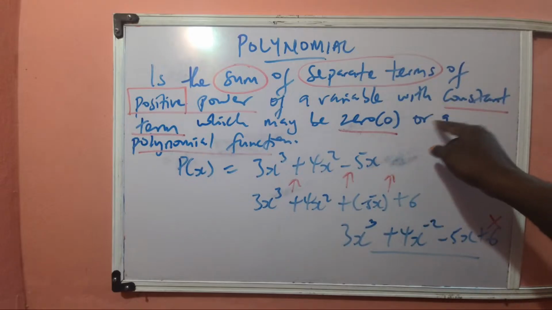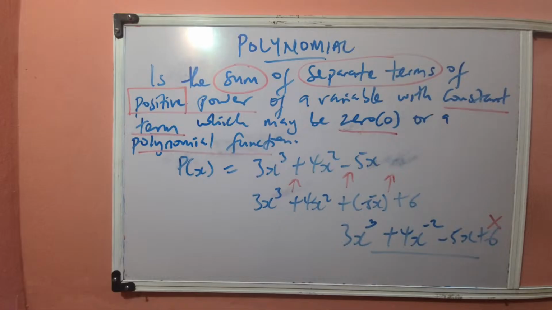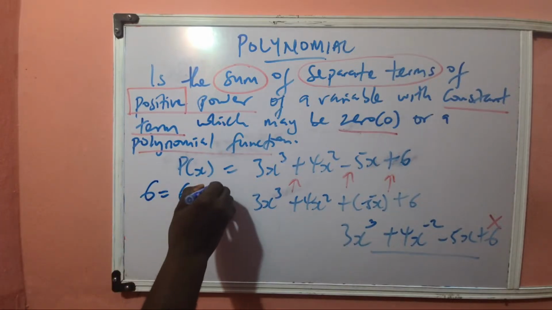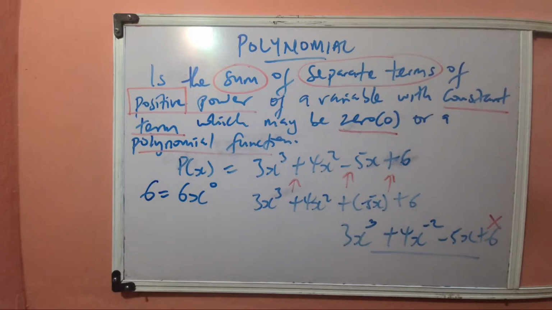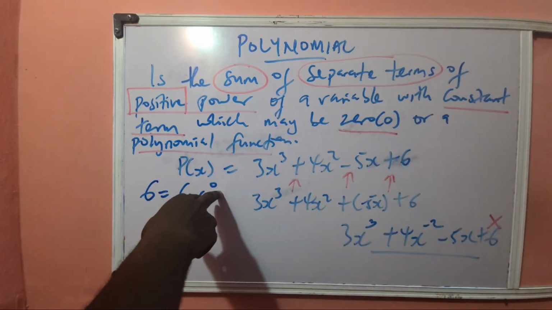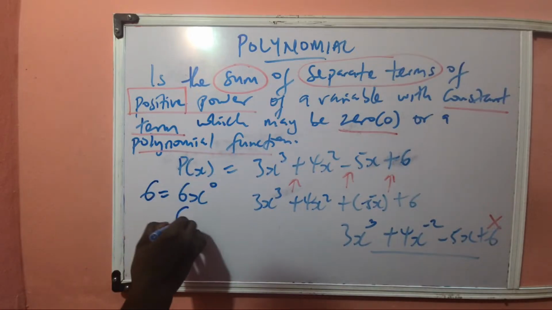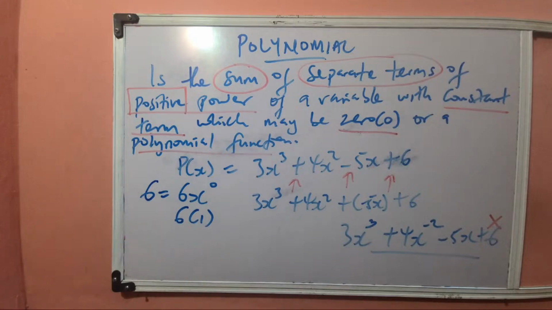Then we went on to say, or a polynomial function. You may ask, what exactly is a polynomial function? If I had plus 6, that was a polynomial function. Let me explain why we call it a polynomial function. 6 is the same thing as 6x raised to the power 0. It's still a polynomial function, only that in this case, the power of x is equal to 0. And of course, I'm sure you understand that when something is raised to the power of 0, we have it as 1. So that's why we just write it as 6.